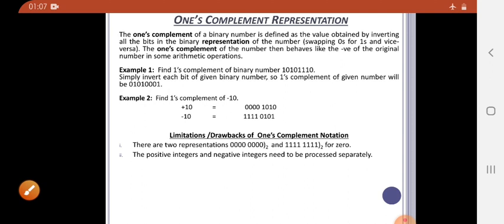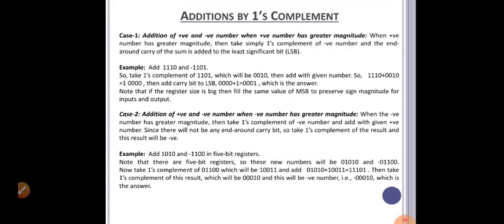Next, limitations or drawbacks of 1's complement notation. Here also the same problem. There are two representations of 0, 0 and 1 1, one for positive and another for negative. The positive integers and negative integers need to be processed separately. So here also the same problem which arose in the sign and magnitude method. So to overcome these problems, 2's complement is implemented.